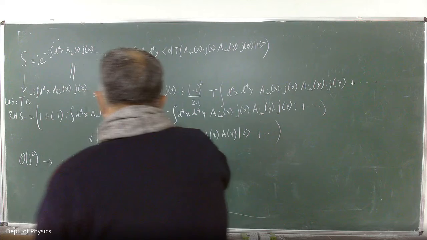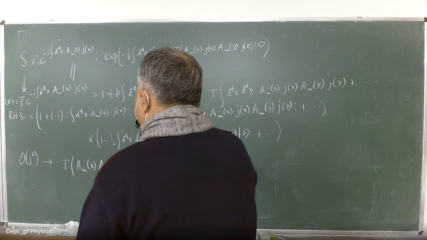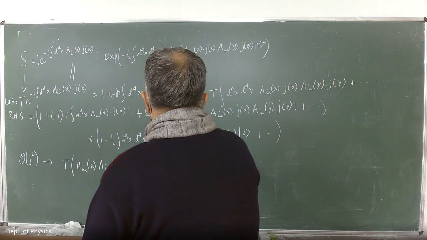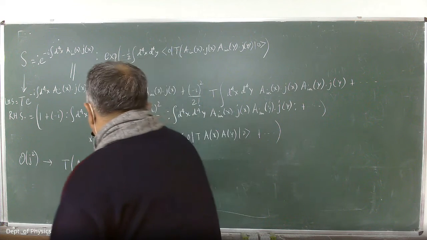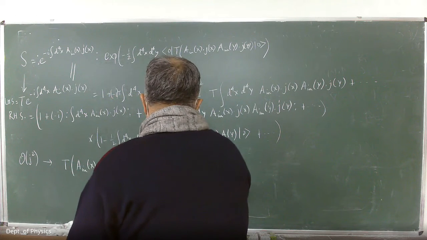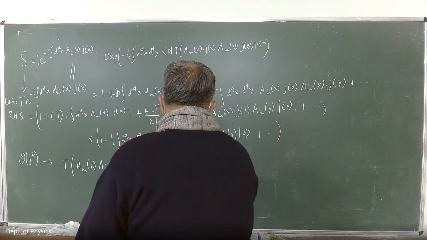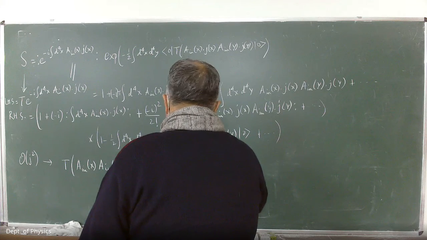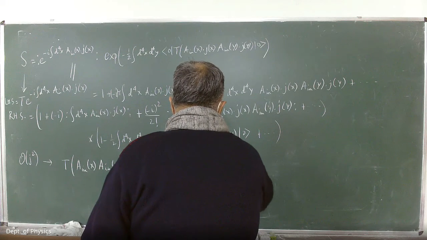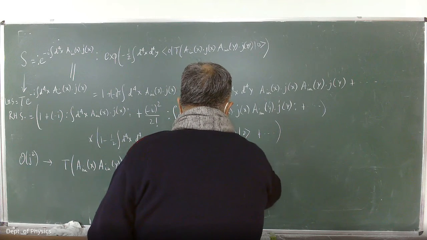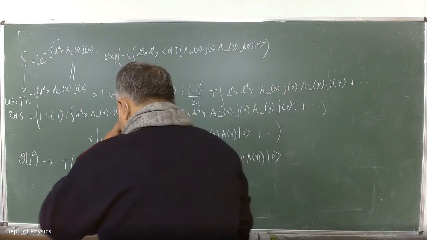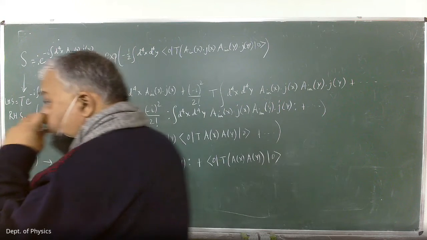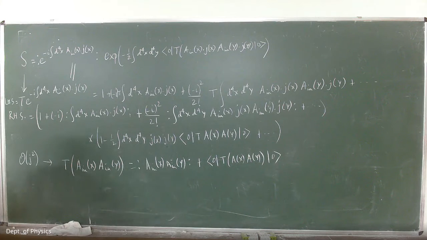Then there will be another term coming from here. This is also minus 1 by 2, so we will have basically plus 0 time ordered product of A x, A y. Yeah, final product.